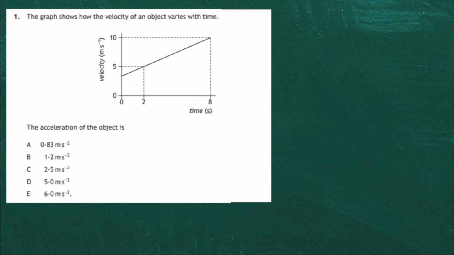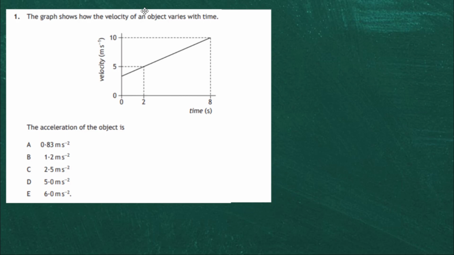Question 1 from the 2017 Higher Physics Examination. The graph shows how the velocity of an object varies with time, and we can see the graph there. The graph shows us that at 2 seconds the velocity of the object is 5 meters per second, and 8 seconds into the journey the velocity will be 10 meters per second. So we have to find the acceleration of the object, and there's our 5 choices.